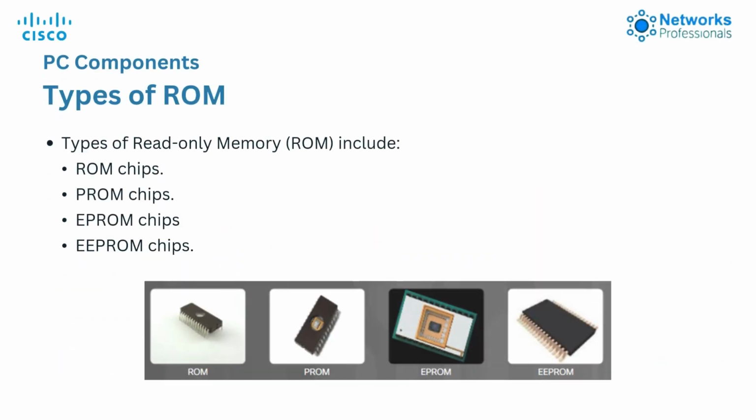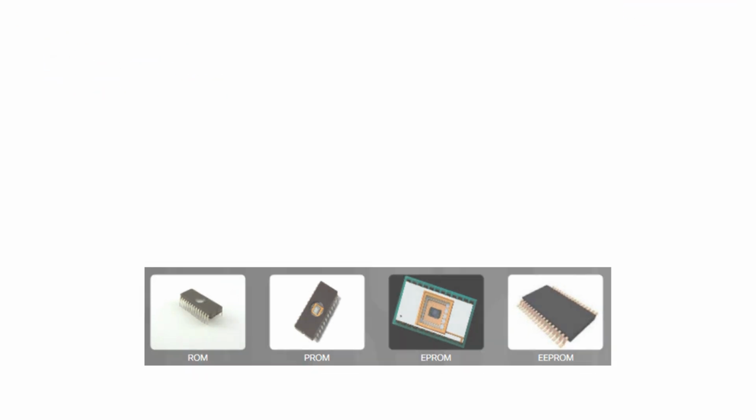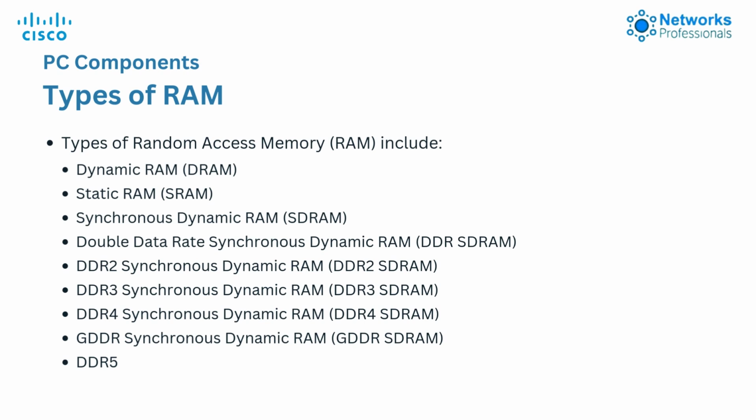Types of ROM. Types of read-only memory, ROM, include ROM chips, PROM chips, EPROM chips, EEPROM chips. Types of RAM. Types of random access memory, RAM, include dynamic RAM, static RAM, synchronous dynamic RAM, double data rate synchronous dynamic RAM, DDR2 synchronous dynamic RAM, DDR3 synchronous dynamic RAM, DDR4 synchronous dynamic RAM, GDDR synchronous dynamic RAM, DDR5.